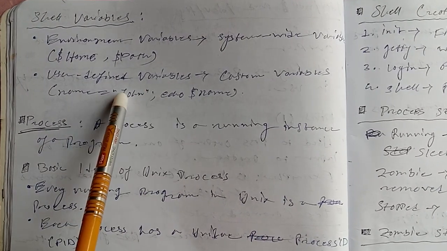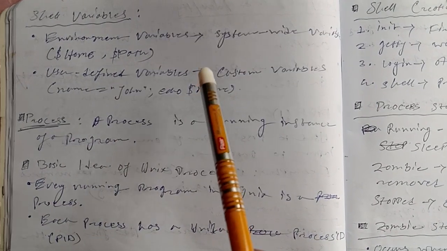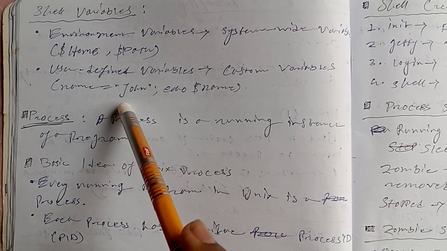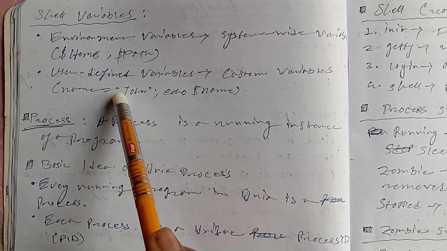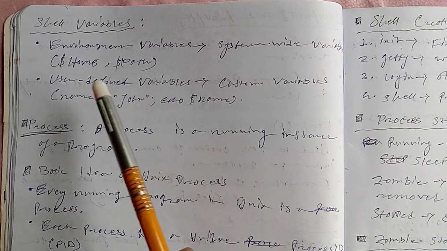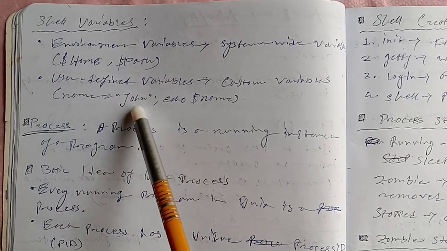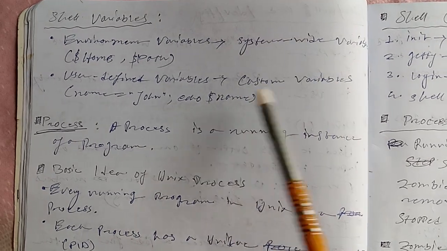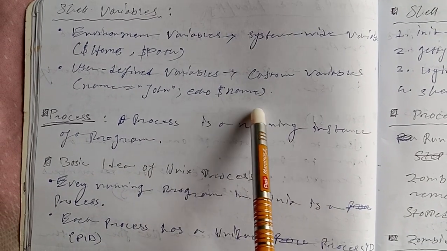Inside the user-defined variables, we have some names. For example, if we want to store someone's name inside a variable, we can name this variable name and then store the name inside double quotes, and we can also print the name this way: echo $name.